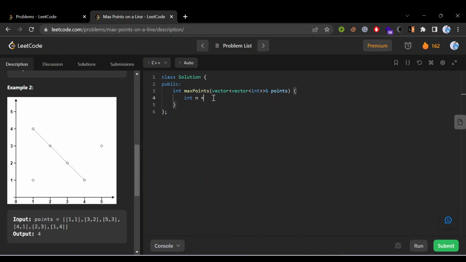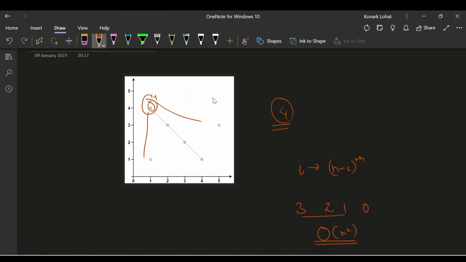Okay, so first of all we need n, that is points dot size. Now we need to check if n is equal to 1. If there is only 1 point, then at that line maximum points can be only 1. Now I need double, because slope is a formula that is x.